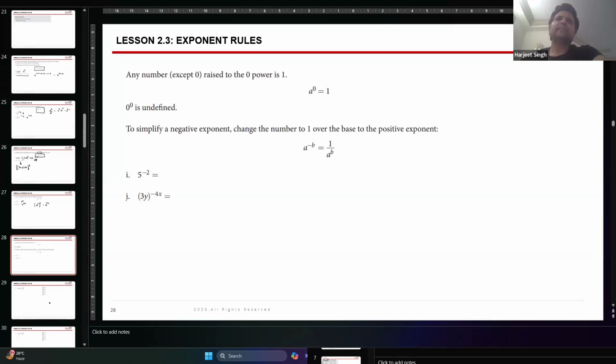And anything raised to the power 0 is 1. And you know how to flip it. A to the power minus b can be written in the denominator as 1 upon a to the power b. So these are some of the rules.